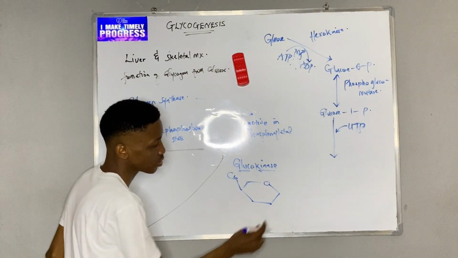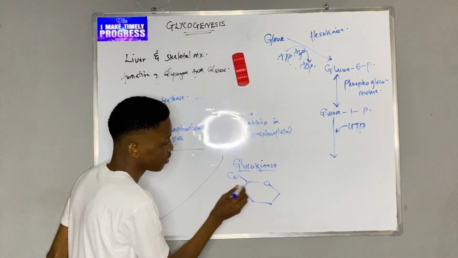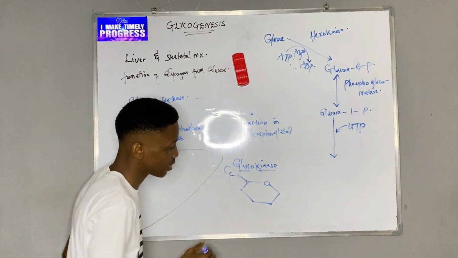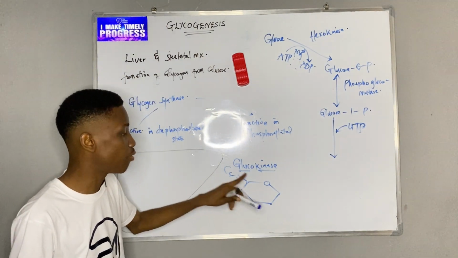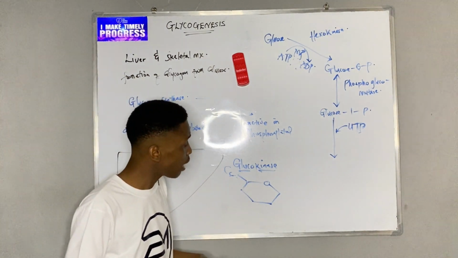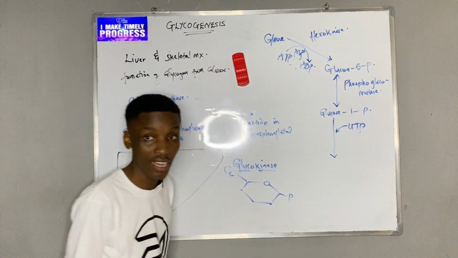So we have carbon 6. So carbon 1, carbon 2, 3, 4, 5, and 6. So follow through with me. Carbon 1, carbon 2, carbon 3, carbon 4, carbon 5, carbon 6. Now, what happens is that at carbon 1, this is where I had my phosphate initially attached.